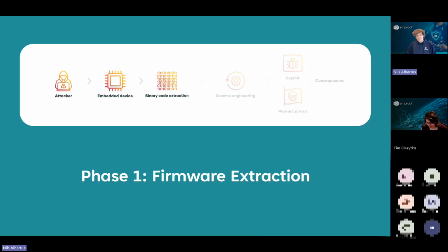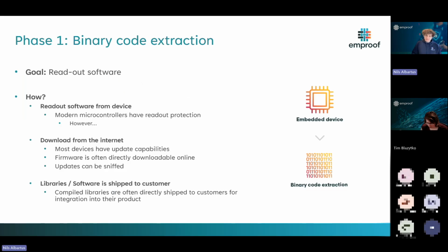But to get there, they have to get the firmware first. And in this first phase, the goal is quite simple. They want to read out the software from the device. And how do they do that? Well, most devices offer JTAG access, for example, for debugging purposes, which can then often be used to read out the firmware directly from the device. Now, you're going to say that most modern microcontrollers have a readout protection. And while that's true, these readout protections don't always work out like they should. And there are often some ways around it, which we will discuss in a second.